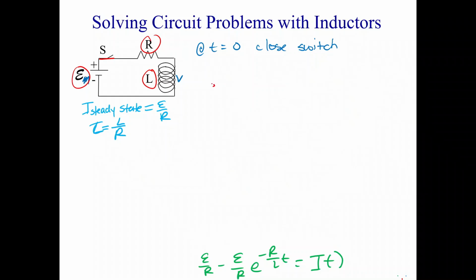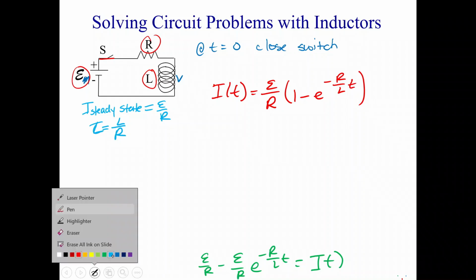So we get I of t is equal to E over R times 1 minus e to the negative R over L times t. I guess that t got a little lost. So, a couple of things with this equation.